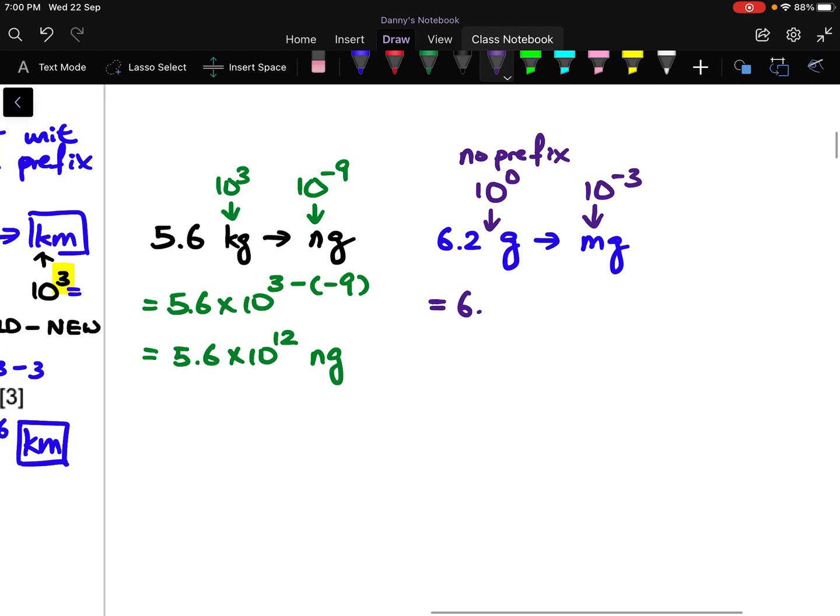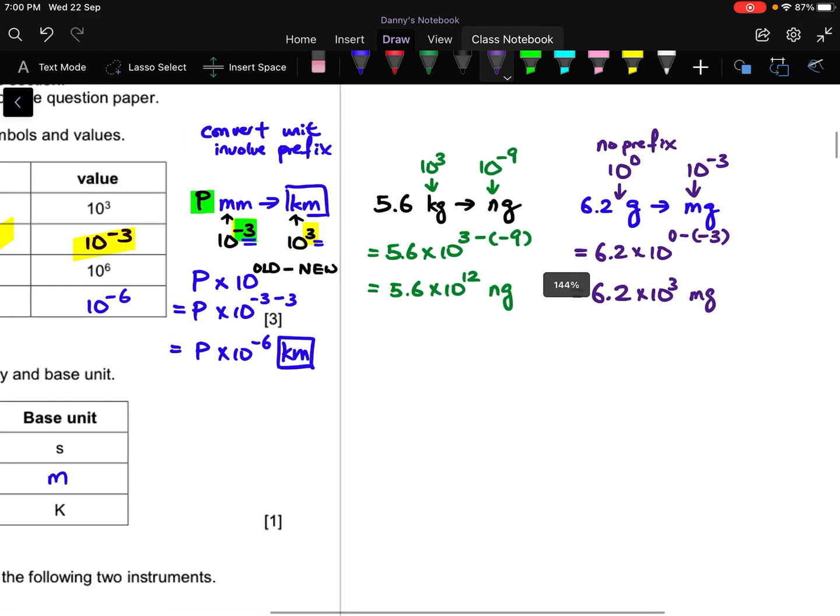Apply the same thing. 6.2 times 10, then old power minus new power. So if you press into your calculator, you will get something like this. Done. So this is how you do unit conversion.